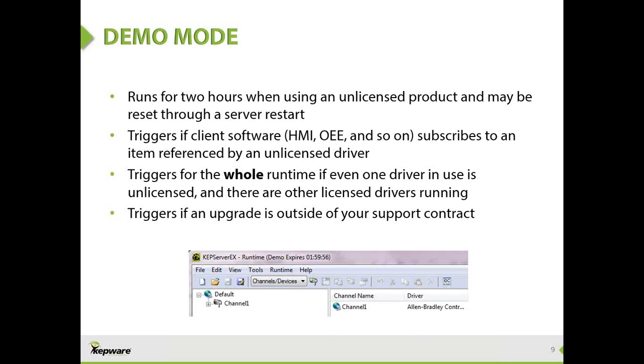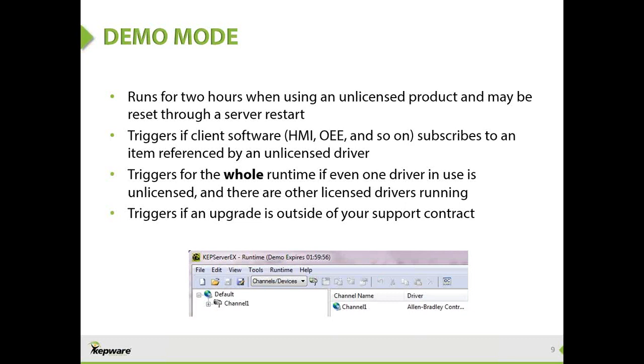So if say you're running the Modbus driver and you decide, oh, I want to try out the advanced tags plugin because I want to do some calculations in my server, and the advanced tags plugin isn't licensed, if you reference something in that advanced tags plugin, the entire runtime will go into demo mode, and that includes that Modbus driver that you actually do have licensed. So the whole runtime is triggered if you're using even one thing that is unlicensed. That's why it's important to intelligently manage your licenses and purchase and activate the correct licenses for your production system.